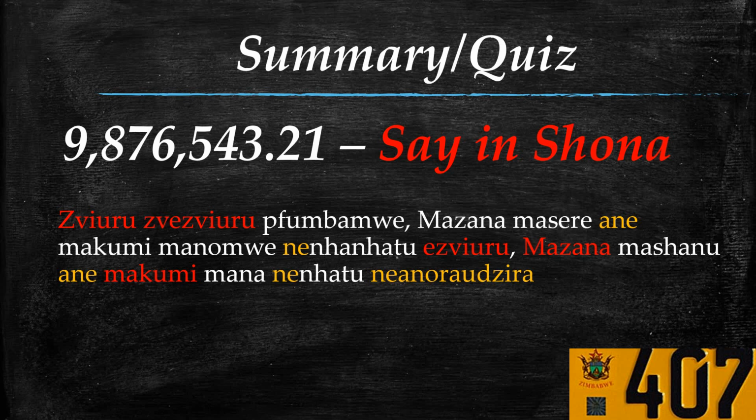543. The .21 after the decimal is neanoraudzira. Neanoraudzira is not a specific number, but it just stands for a few extras or a little bit more.